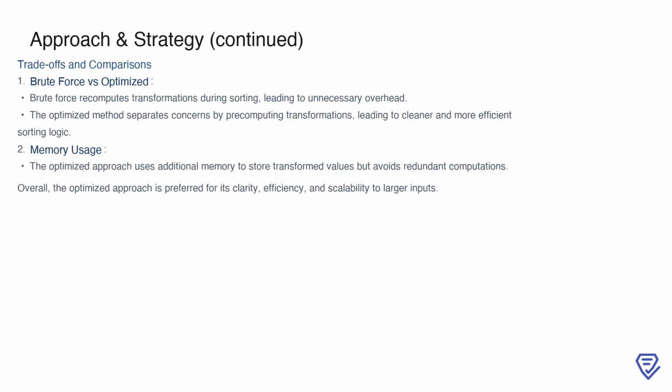The brute force method involves recomputing the transformation for each number during sorting, which introduces unnecessary overhead. In contrast, the optimized approach pre-computes these transformations, resulting in cleaner and more efficient sorting logic. However, this optimization comes with a trade-off in memory usage, as we need to store the transformed values temporarily. Despite this, the optimized method is better suited for larger inputs due to its scalability and reduced computational redundancy. Overall, the optimized approach is preferred because it provides a clear balance between performance and resource usage, making it the ideal solution for this problem.